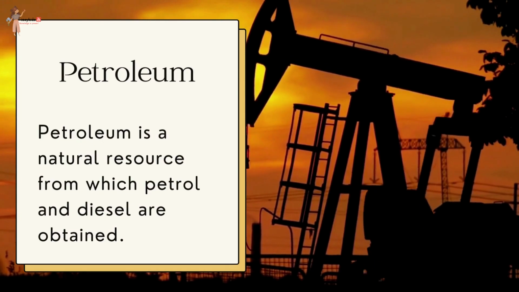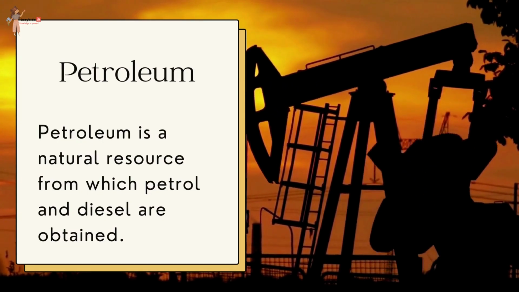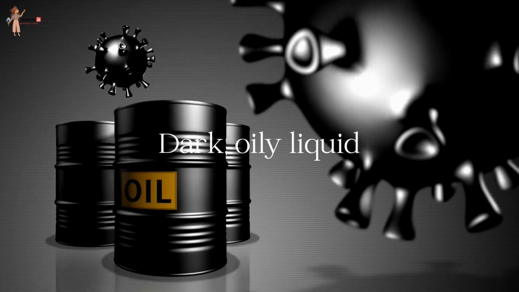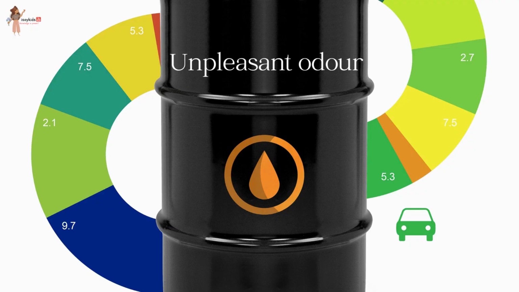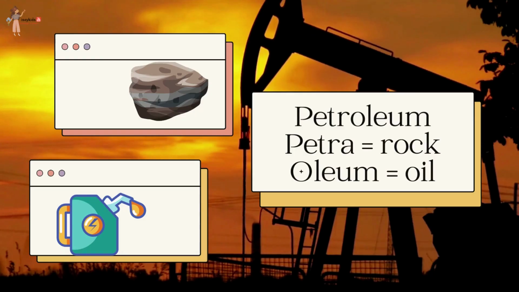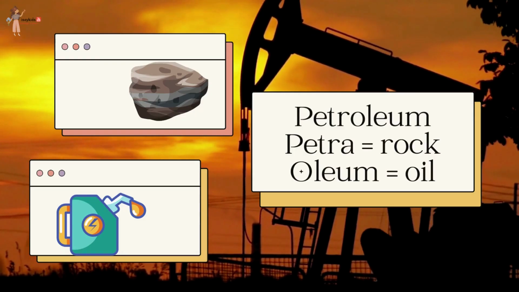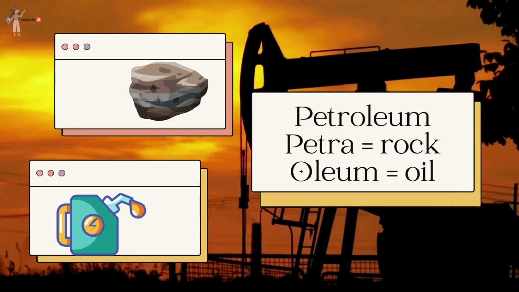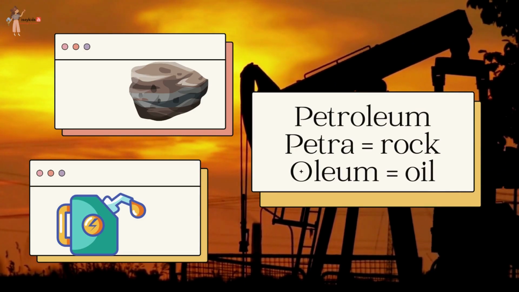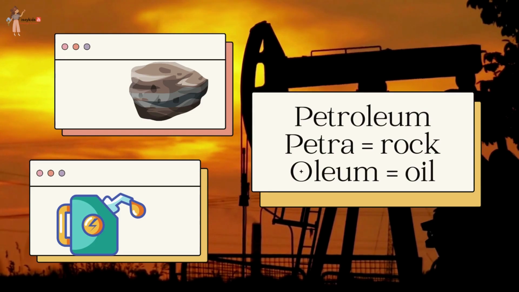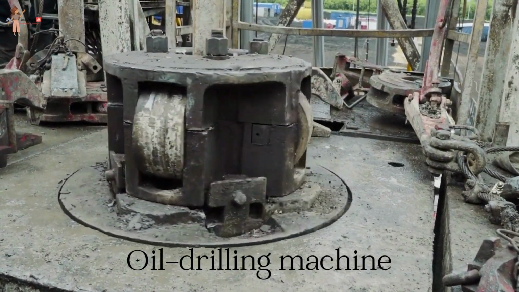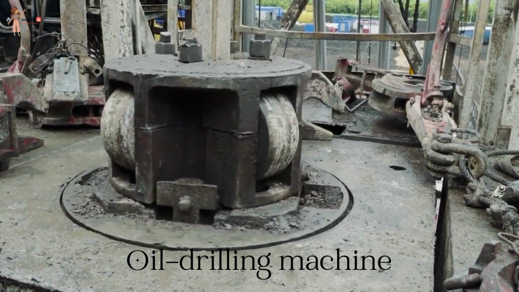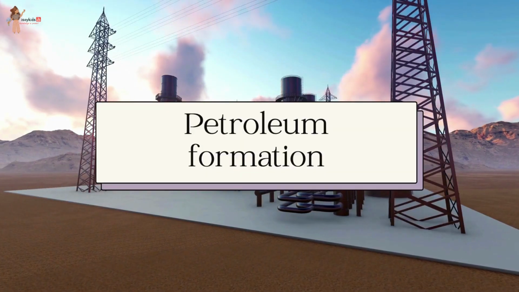Petroleum is a natural resource from which petrol and diesel are obtained. It is a dark, oily liquid and has an unpleasant odor. Petroleum is mined from between the rocks under earth. Petra means rock and oleum means oil. This is an oil drilling machine pumping raw petroleum oils.